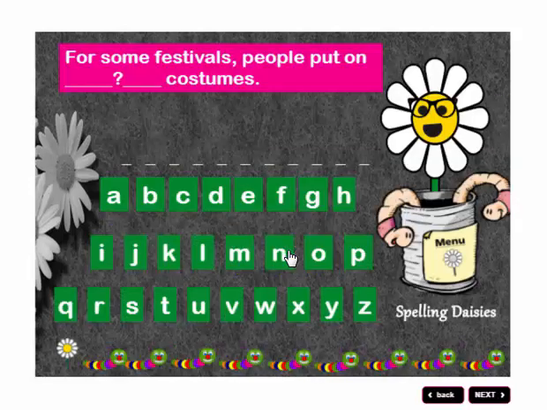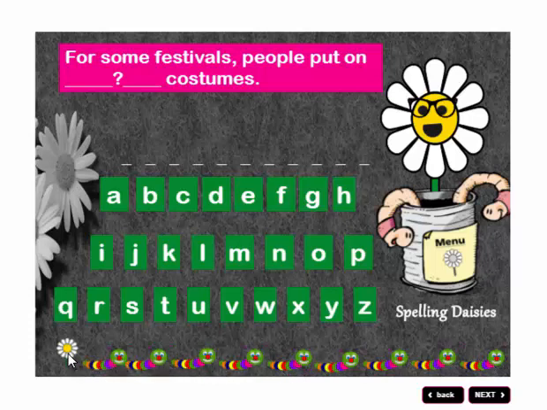This is the second question, and now that you can see there are 9 questions left as represented by the little worms, and one daisy has been scored.